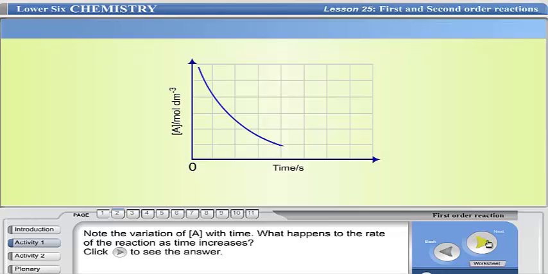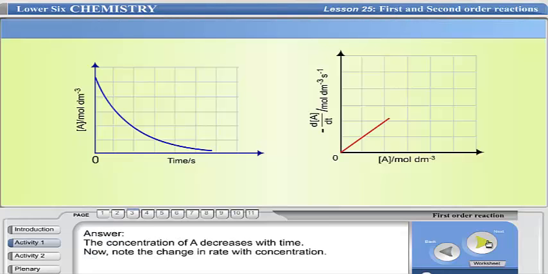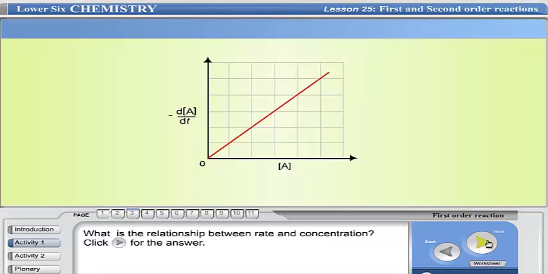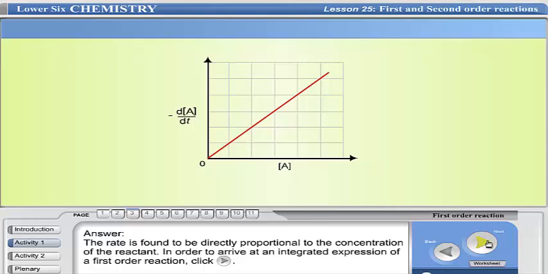Note the variation of concentration of A with time. What happens to the rate of the reaction as time increases? Click Next to see the answer. Answer: the concentration of A decreases with time. Now, note the change in rate with concentration. What is the relationship between rate and concentration? Click Next for the answer. Answer: the rate is found to be directly proportional to the concentration of the reactant.